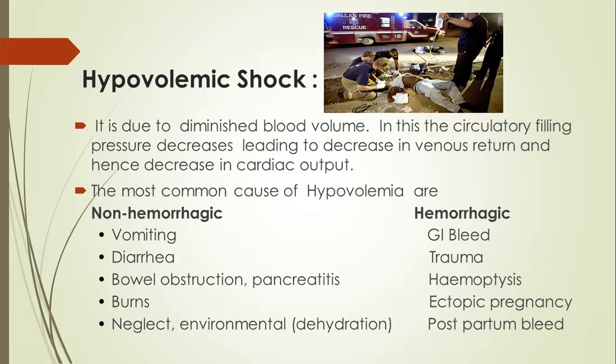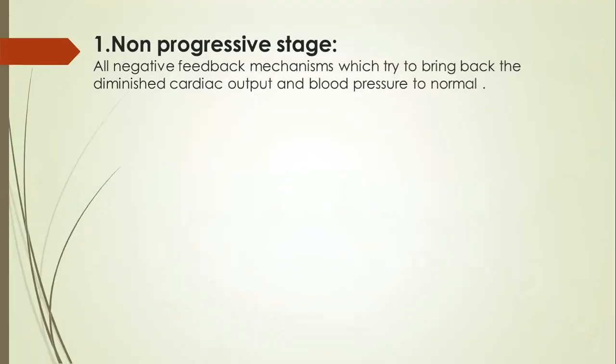Whereas hemorrhagic types are most commonly seen in cases of GI bleeding, trauma accidents, hemoptysis, that is, coughing up of blood, ectopic pregnancies, the pregnancy outside the uterus, and postpartum bleeding. So these are the conditions where you get excessive hemorrhage, and due to that, there will be diminished blood volume. So this is hypovolemic shock. Now, how is this hypovolemic shock going to progress through these three stages?